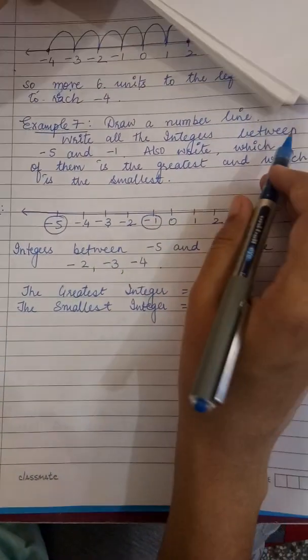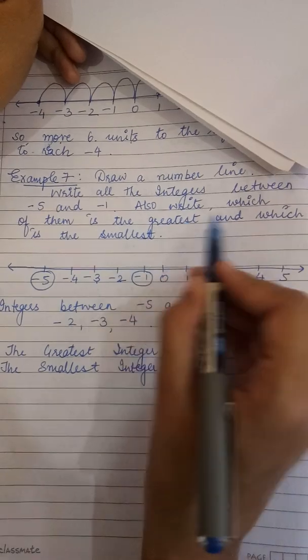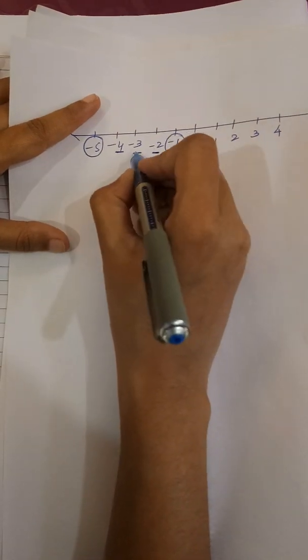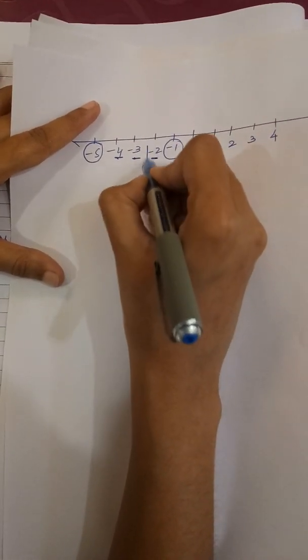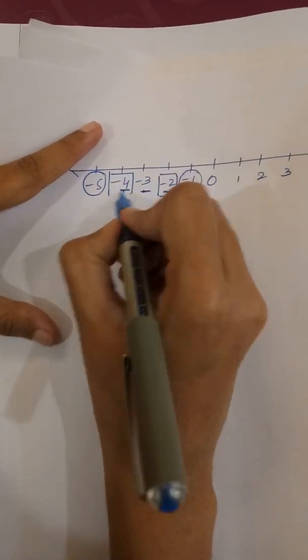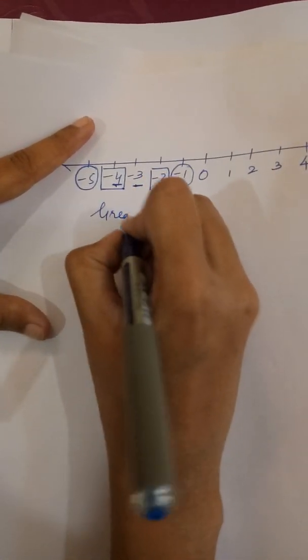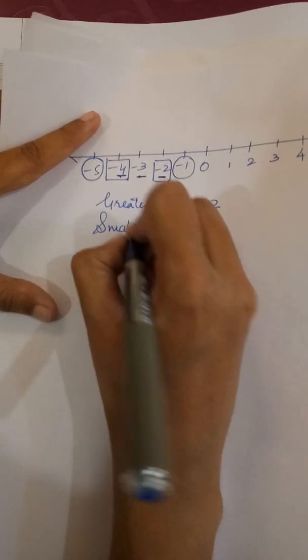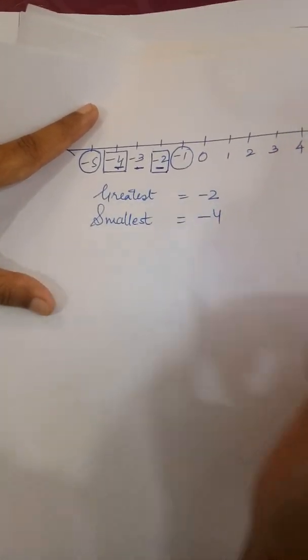Okay, the next is write which of them is the greatest and which one of them is the smallest. Now if I am going to talk about these three, minus 2, minus 3, minus 4, which one is the greatest? Minus 2. And which one is the smallest? Minus 4. So the greatest integer is going to be minus 2 and the smallest is going to be minus 4.